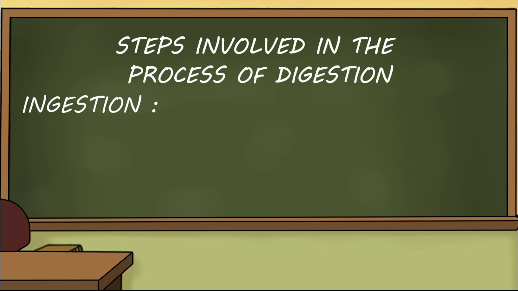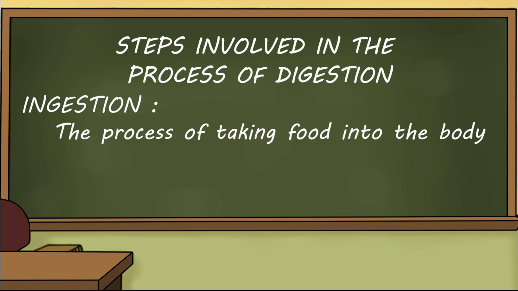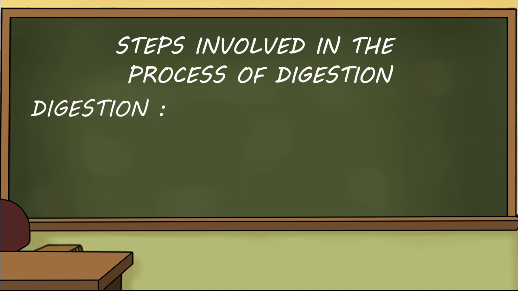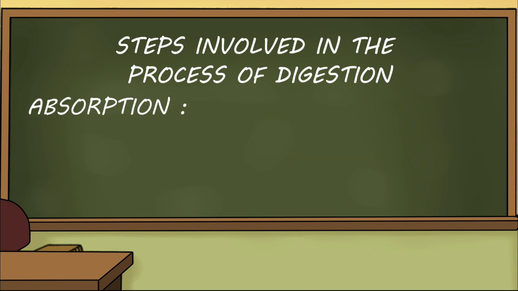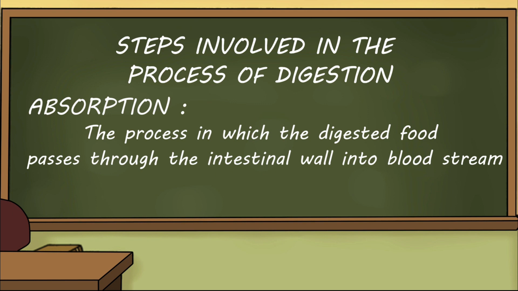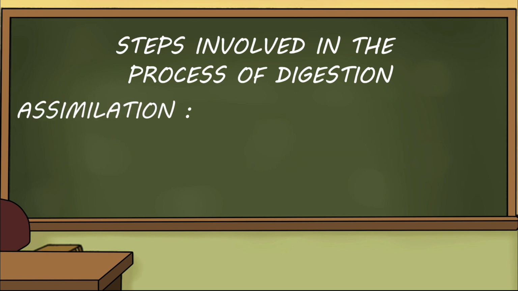First of all, ingestion. The process of taking food into the body is called ingestion. Digestion. The process in which the food containing large insoluble molecules is broken down into small water-soluble molecules is called digestion. Absorption. The process in which the digested food passes through the intestinal wall into the bloodstream is called absorption.